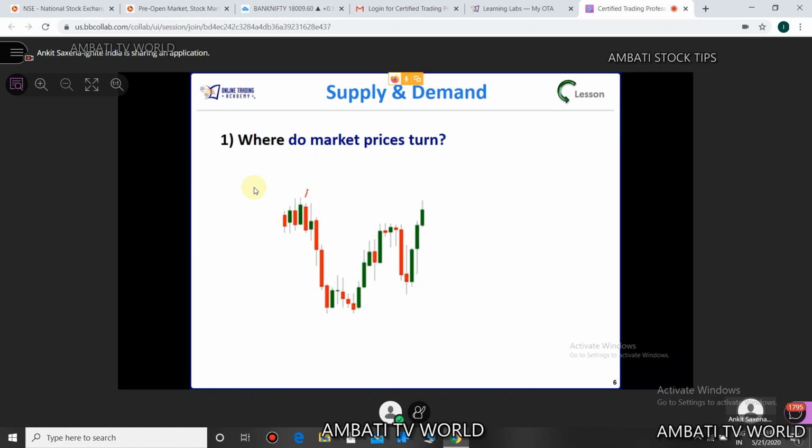What is happening here on this candle? It's a drop here. Who is a clear winner here? The sellers are the clear winner, isn't it?